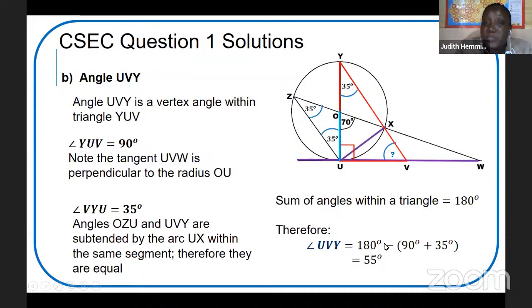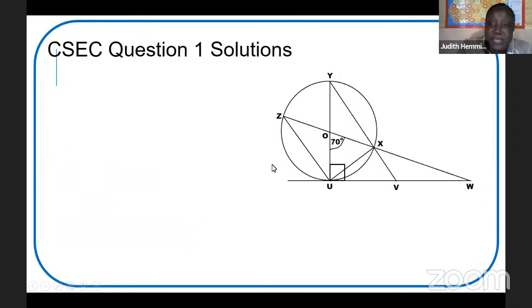But apart from just doing the computation, it's important for you to state and to explain which theorem was applied or which particular property was applied in giving your answer. All right, so let's take a look at the final part for this question. Angle UWO. So we are looking at this angle right here.